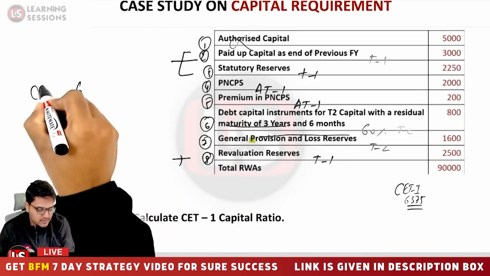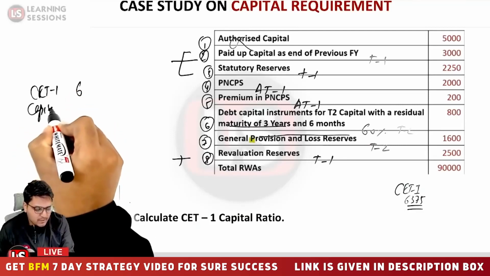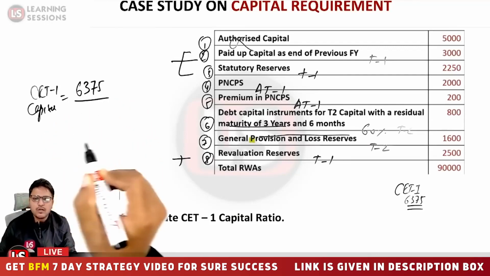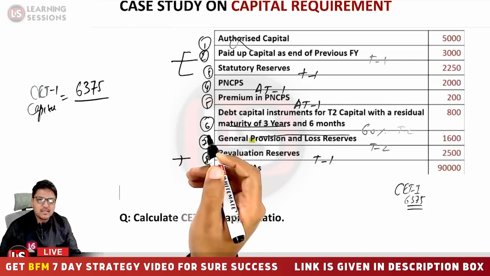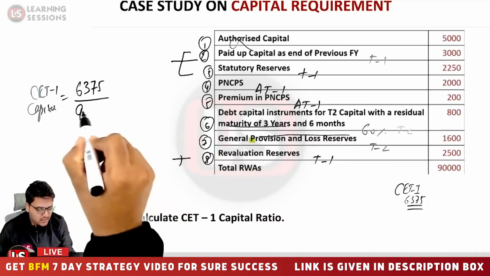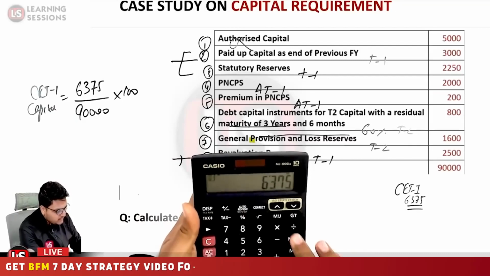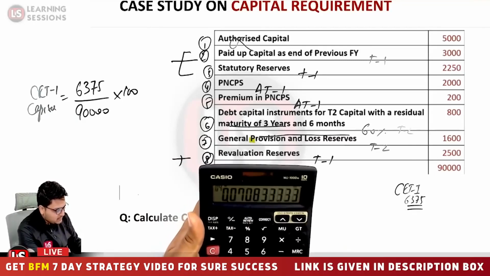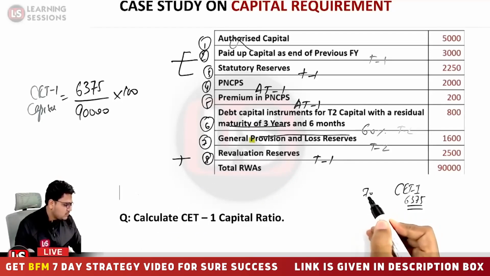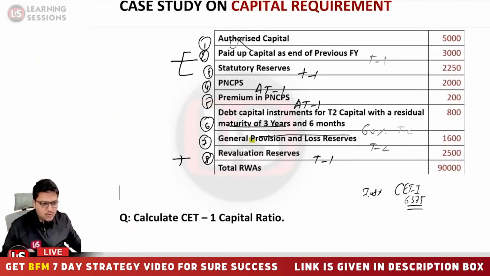So what will be the CET1 capital percentage? CET1 capital ratio. When we have to calculate the capital ratio, it is the capital that we have calculated, that is 6375, divided by the total risk-weighted assets. Now the total risk-weighted assets are given to be 90,000, as mentioned over here, multiplied by 100. That will be the answer: 6375 divided by 90,000, and further multiplied by 100. So that comes out to be 7.08%. Okay. So that is the answer related to question number 2 over here.